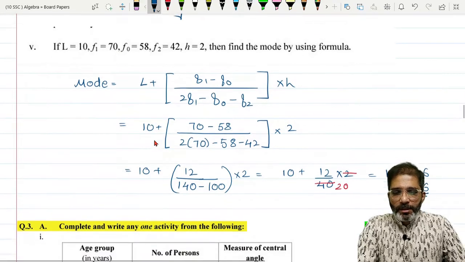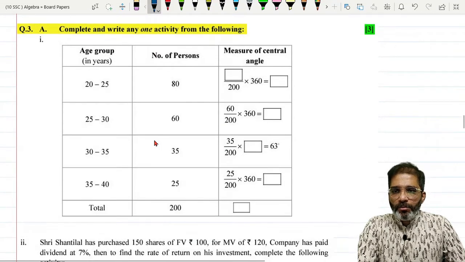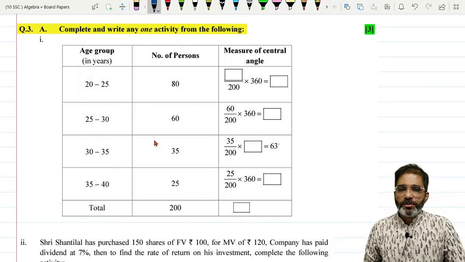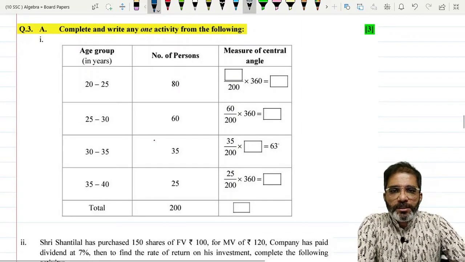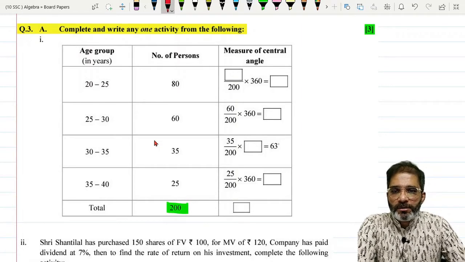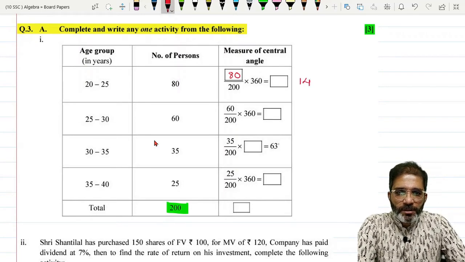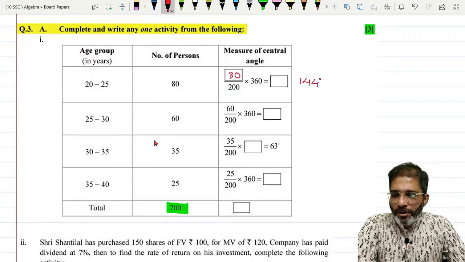Now we have to do question number 3A, that is we have to complete the table. This particular table is used for a pie diagram. They have given the table, the total is given as 200. We know that whenever you have to find out the individual central angles, it is 80 upon 200 into 360. Once you reduce, you will get the answer as 144 degrees, just write it over here. For the next, it is already given 60 upon 200 into 360.